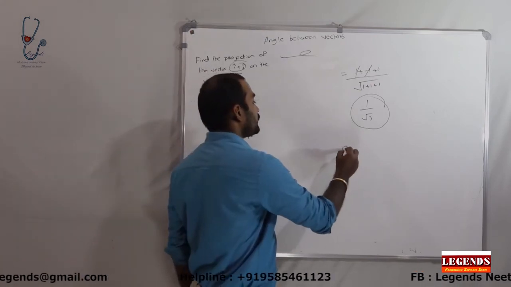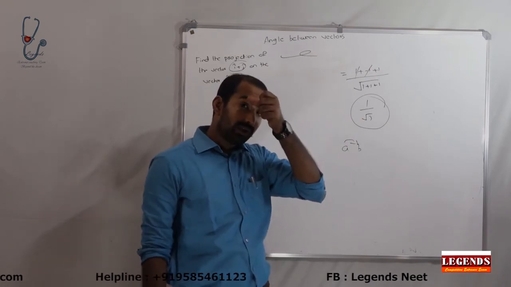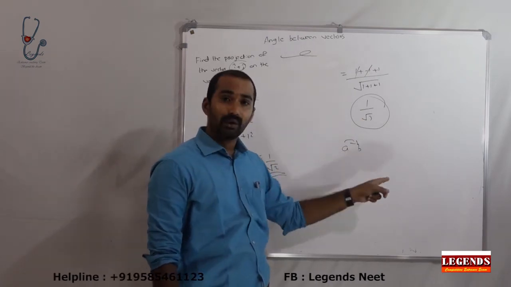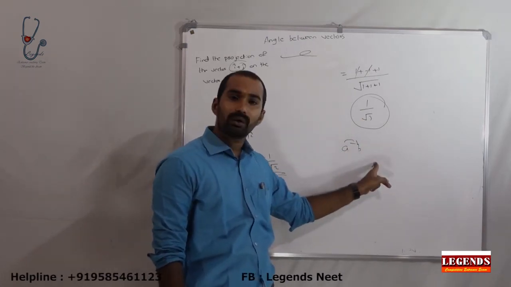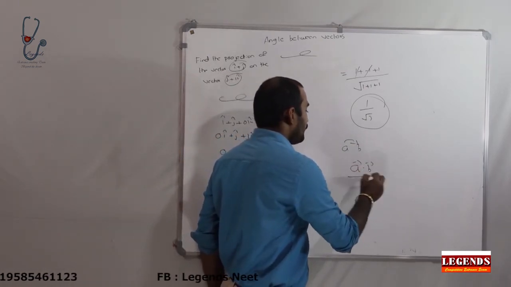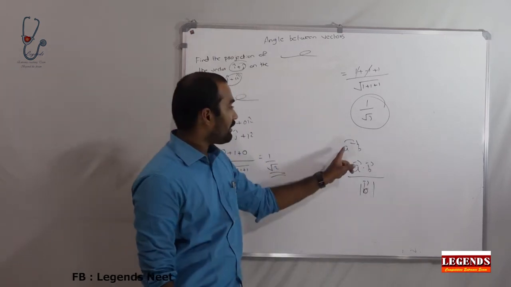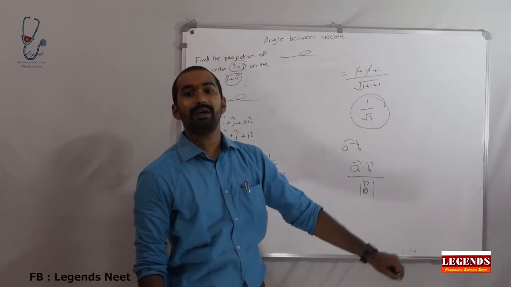How can we define the projection from A to B? First of all, take the dot product of A and B. That means first take A dot B and divide it by the magnitude of B, because here the vector is from A to B.